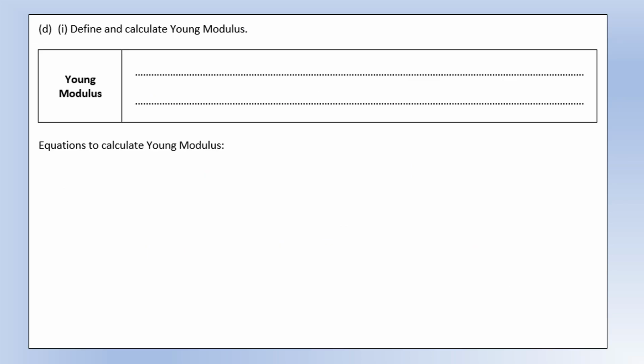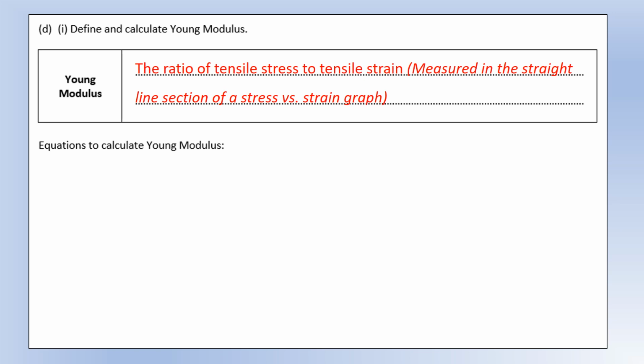So now we're going to talk about Young modulus, which is essentially a measure of how stiff a material is. First of all, defining it, it's the ratio of tensile stress to tensile strain. And we quote values from the straight line section of the graph. We can calculate it if we know stress and strain, or if we make some substitutions, we can calculate it if we know F, L, A, and x.